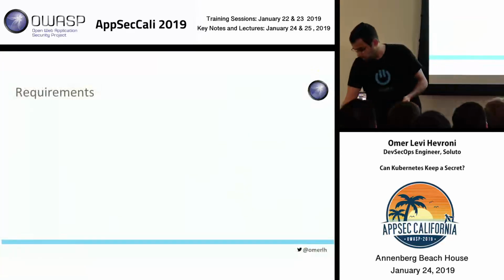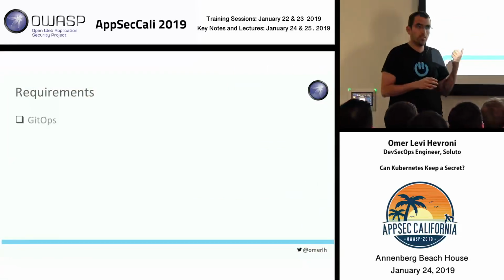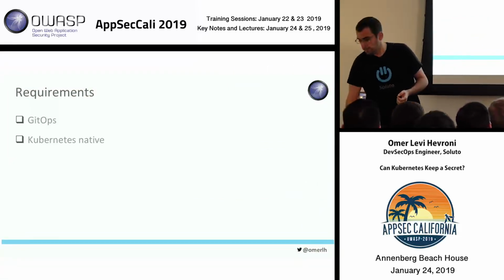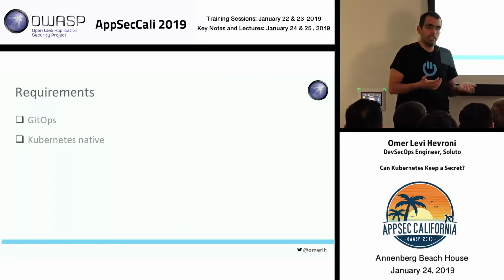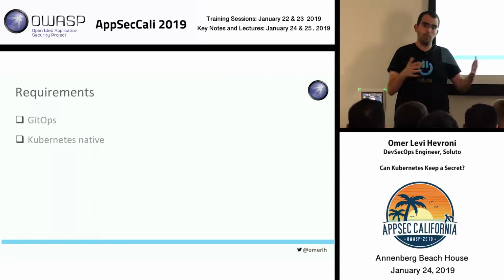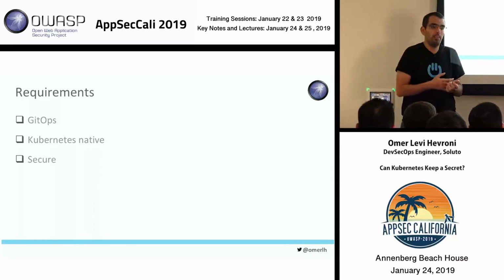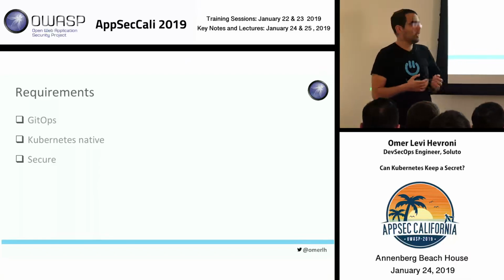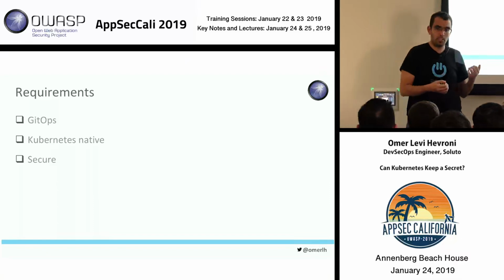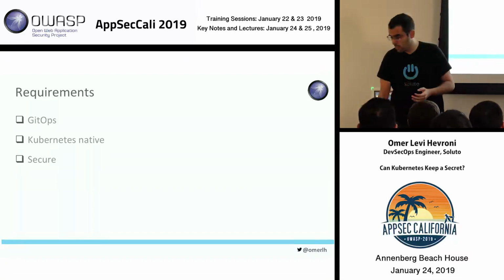So first, as I already said, we want it to be a GitOps solution. It also needs to support Kubernetes. I don't want to take an existing solution and adapt it to Kubernetes. And finally, of course, I want it to be secure. Otherwise, I can't use it. And it's a highly sensitive type of information, so it's really important to make sure it's secure.